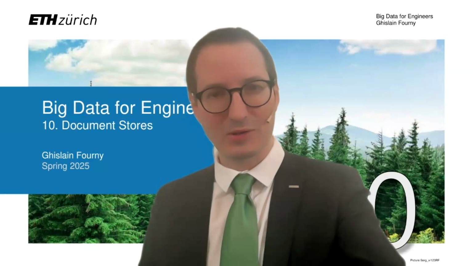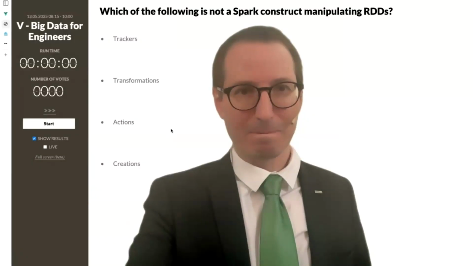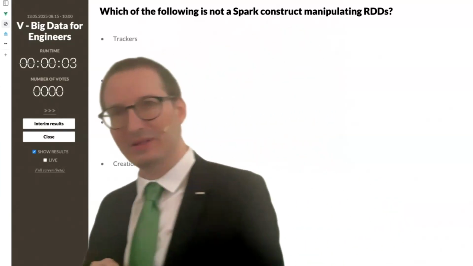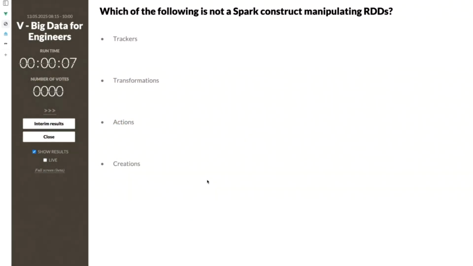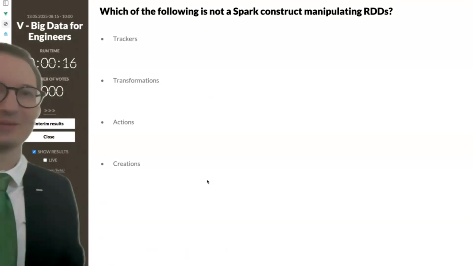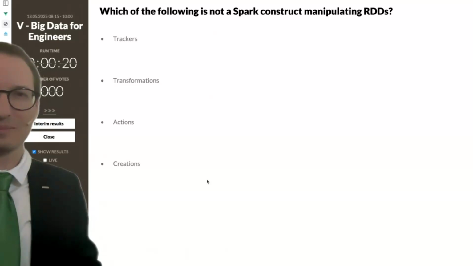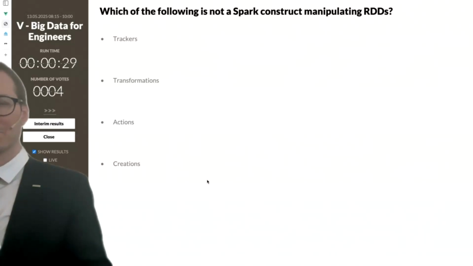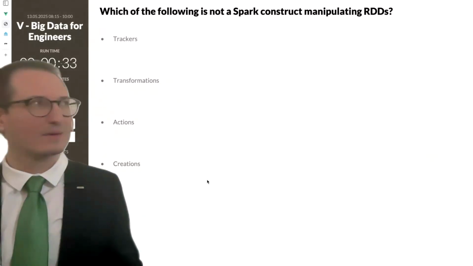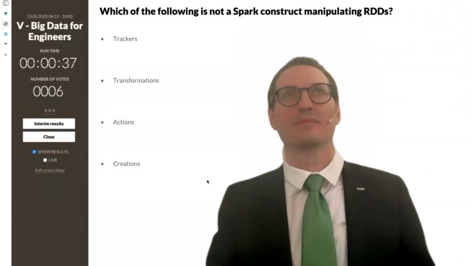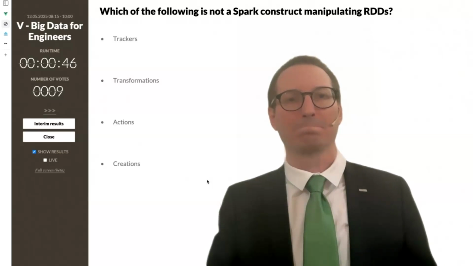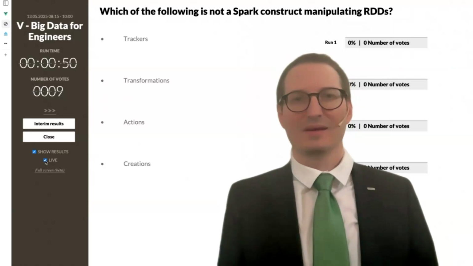Before we start, I'm going to ask you a question just to make sure that you've been following. Which of the following is not one of the three constructs of Spark that manipulates RDDs? Is it trackers, transformations, actions, or creations? One of the four is not one of the three. So one is incorrect.